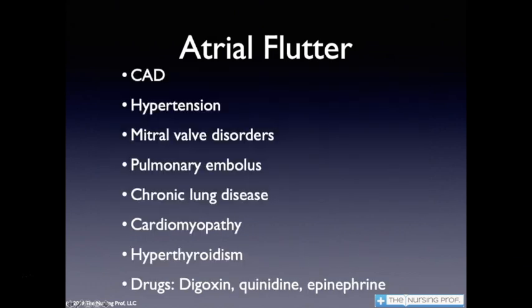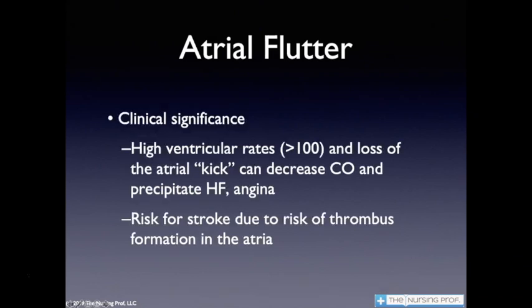So some of the etiology for atrial flutter includes coronary artery disease, hypertension, mitral valve disorders, pulmonary embolus, chronic lung disease, cardiomyopathies, etc. The clinical significance is that we can lose our atrial kick either from a high ventricular rate or a low ventricular rate, like the one we saw here.